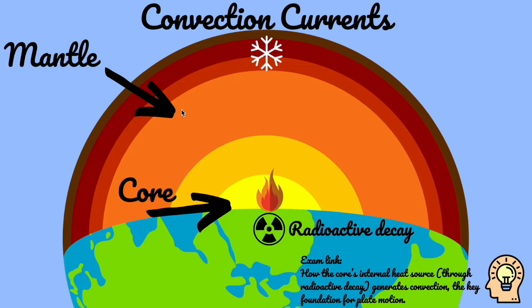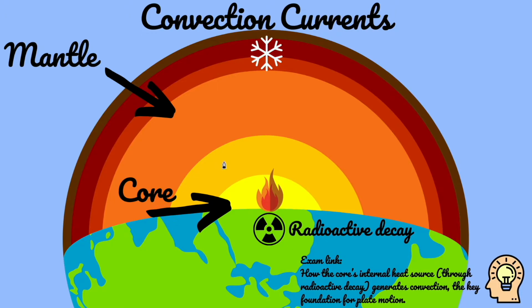So, convection currents. As we've just said, convection currents are created by the heat in the Earth's core. The heat is generated by something called radioactive decay. Radioactive decay is produced by the splitting of the nucleus within our atoms. You don't need to know too much about radioactive decay. All you need to know is that this process happens in the core and it generates large amounts of energy.